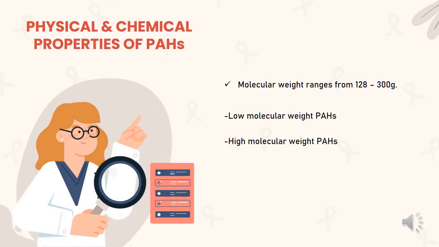The molecular weight of PAHs ranges from 138 to 300 grams. This can be divided into two groups, low molecular weight PAHs and high molecular weight PAHs, and each group has its own properties. Low molecular weight PAHs are more soluble, more volatile, less hydrophobic, and those with high vapor pressure are predominant in the gaseous phase. High molecular weight PAHs do not volatilize because they have high melting points, and they are found mainly absorbed on particulate matter.